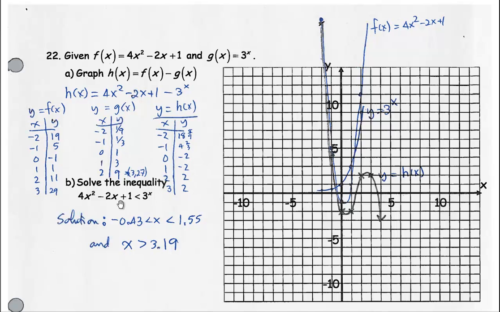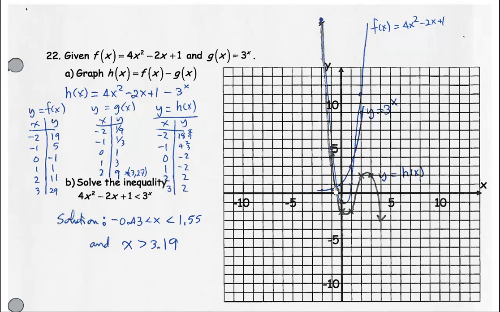Now we're asked to solve the inequality that basically f of x is less than g of x. So where is f of x less than g of x? So I did graph the f of x function and the g of x function. So this is the g of x function and this one's the f of x function. The blue one's the f of x function. And so you can see that they cross here and about here.